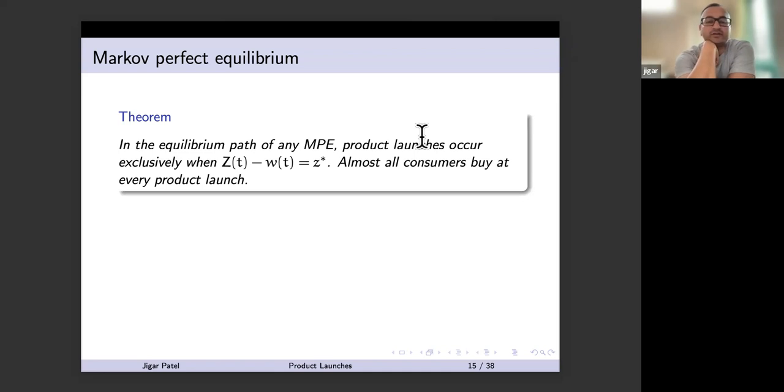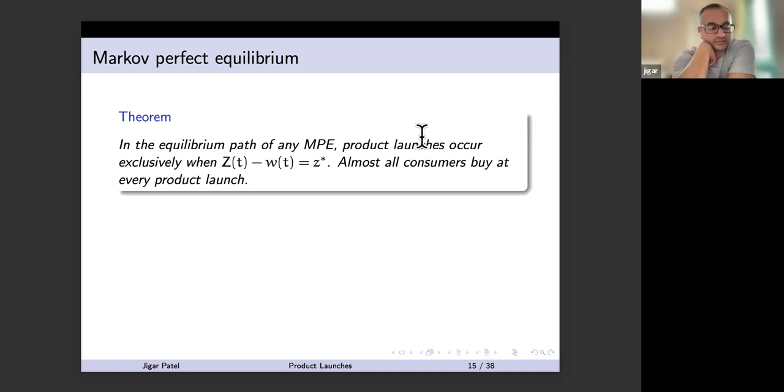So in equilibrium path of any Markov perfect equilibrium, product launches occur exclusively when the technology innovation is exactly Z star. Almost all consumers, almost all means the measure of consumers that buy the product is 1. That is this almost sure statement. Almost all consumers buy at every product launch. So what's going to happen in this on-the-go information structure? Here's what's going to happen.